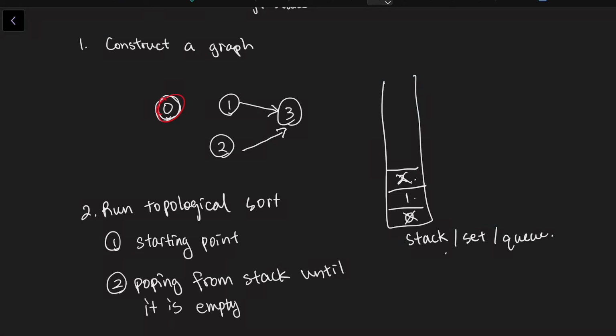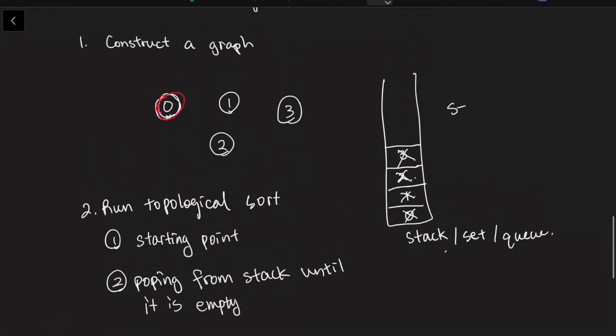And then we pop out 2 and look at this edge. And we remove this edge. And we don't have any new starting point at this point. And we keep popping things from our stack. Pop node 1 out, and let's look at this edge. And remove this edge. Node 3 becomes a new starting point. So we add node 3 here and pop node 3 out. There's no outgoing arrow from node 3, so we're done with this. Our stack is empty.